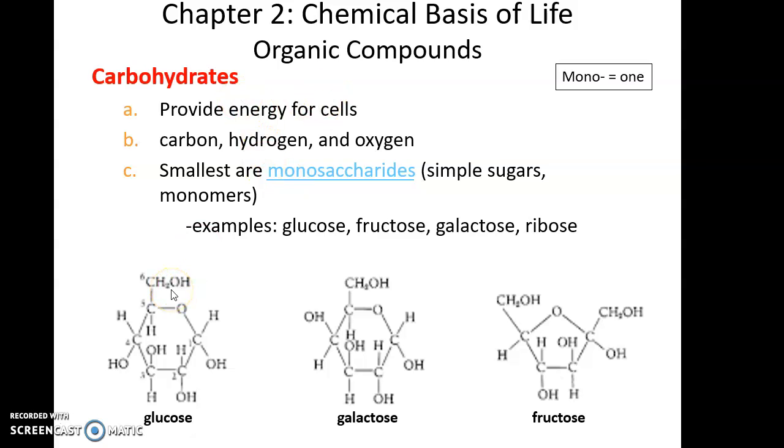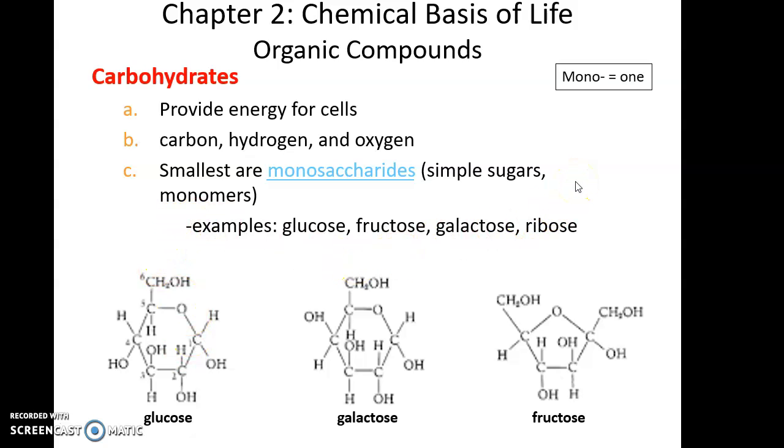The smallest of the carbohydrates are called monosaccharides, and glucose, therefore, is a monosaccharide. Monosaccharides are known as simple sugars. These monosaccharides fit under a general category called monomers. Monomers are small subunits that can be bound to more of their kind to make bigger molecules. So monosaccharides, or simple sugars, are a kind of monomer.